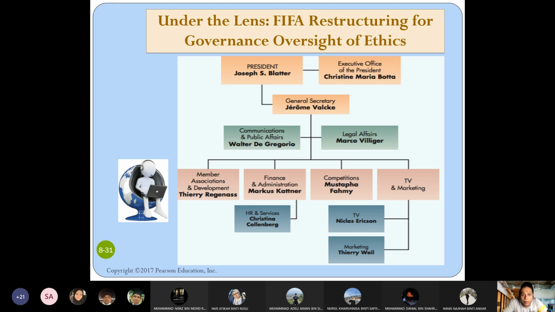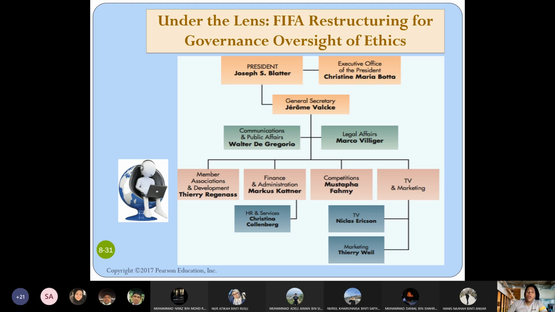President Joseph S. Blatter, and then you have the Executive Office of the President, Christine Maria Botta, and then the General Secretary, Jerome Vacco, and then Communication and Public Affairs, Walter D. Gregorio, and Legal Affairs, Marco Villager. Then another department, Member Association and Development, Terry Reganis, and Finance and Administration, Marcus Katner. Under Finance and Administration they have HR and Services, Christina Collenberg, and Competition, Mustafa Fahmi, and also TV and Marketing, which divides into two: TV, Nicholas Erickson, and Marketing, Terry Will.